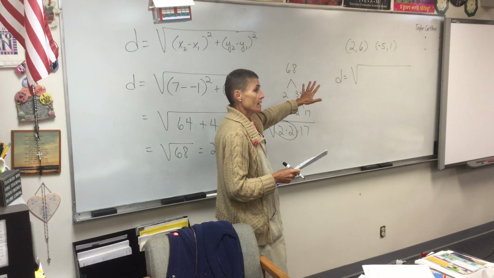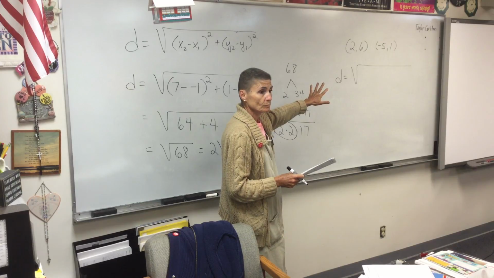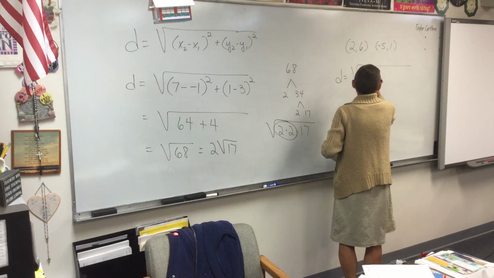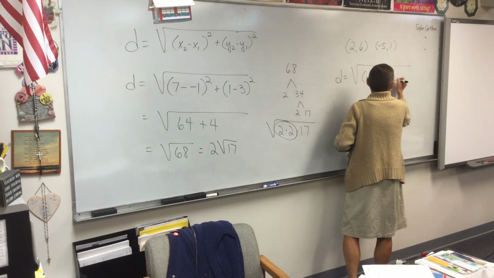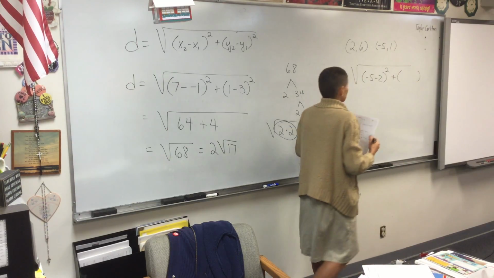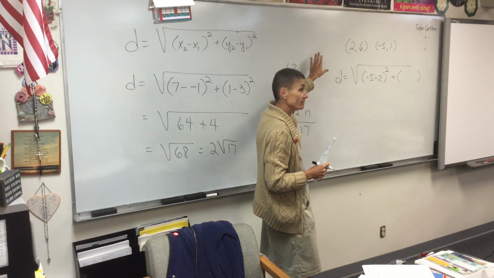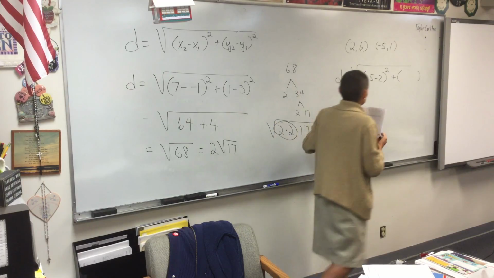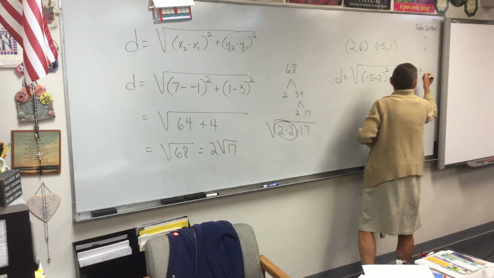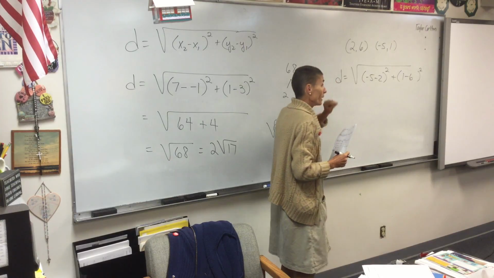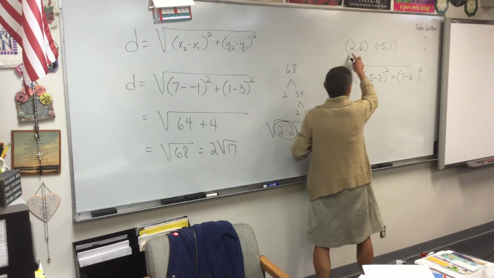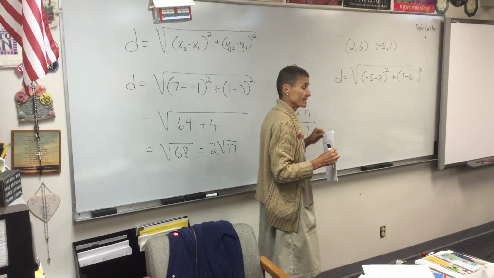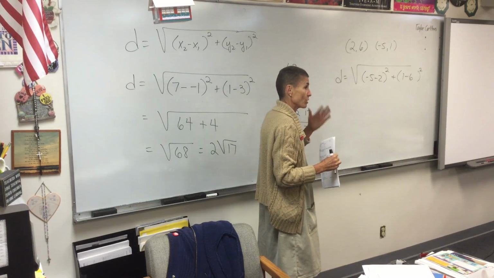Here we go. Step 1. We subtract our x's. So -5 minus 2 squared. Everybody okay with that? Yep. And then our y's, 1 minus 6 squared. Now, if you want to go the other order, you can. You can do 2 minus -5 and 6 minus 1. That's up to you. It doesn't matter which way you subtract.